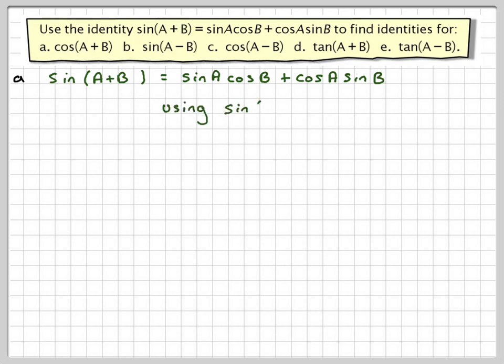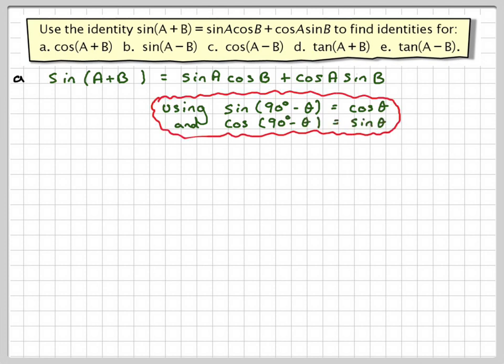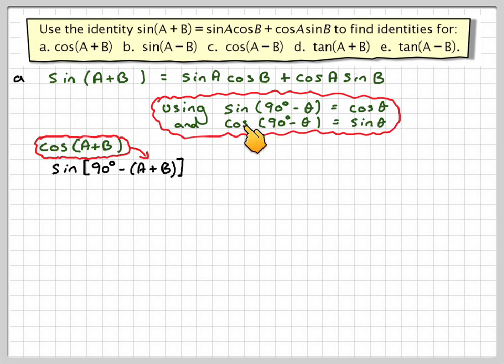Using these identities that I said, sine of 90 minus theta is equal to cos theta, and cos of 90 minus theta is equal to sine theta. So we're going to say that sine of 90 minus theta, which will be the same as cos(A+B), because 90 minus that is, using this one here, the same as cos theta.